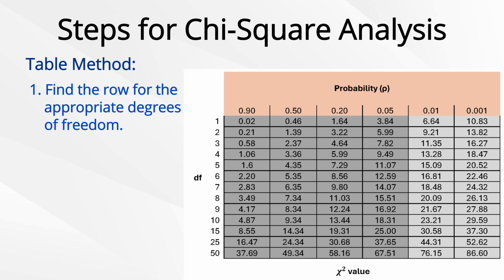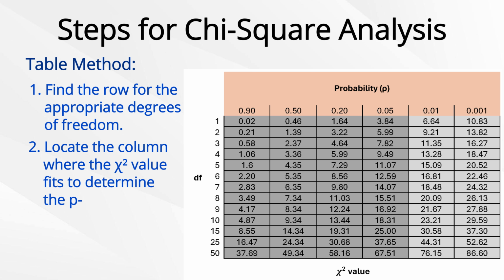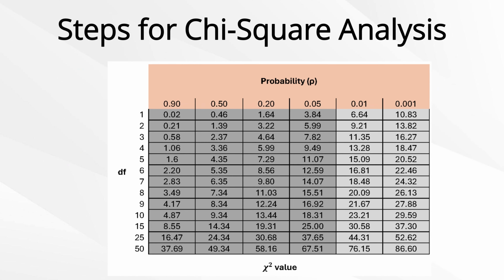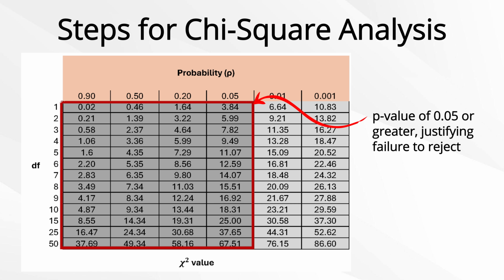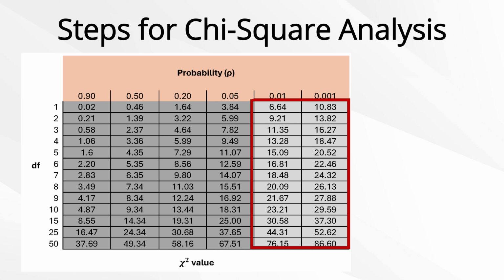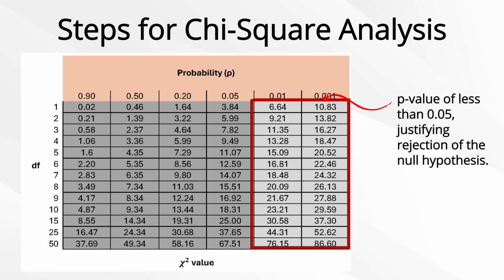Table method. Find the row for the appropriate degrees of freedom. Locate the column where the chi-square value fits to determine the p-value. Let's see how to use a chi-square table to determine the p-value and make decisions about the null hypothesis. Here is a chi-square table for selected values of degrees of freedom, df, and p-values. In this table, darker gray areas represent chi-square values that lead to a p-value of 0.05 or greater, justifying failure to reject the null hypothesis. Lighter gray areas indicate values leading to a p-value of less than 0.05, justifying rejection of the null hypothesis.